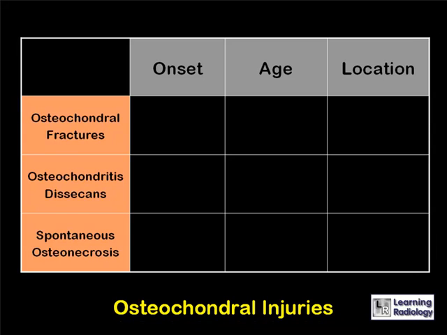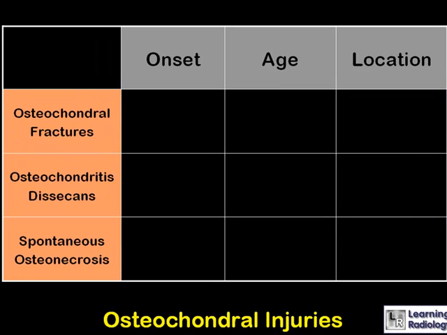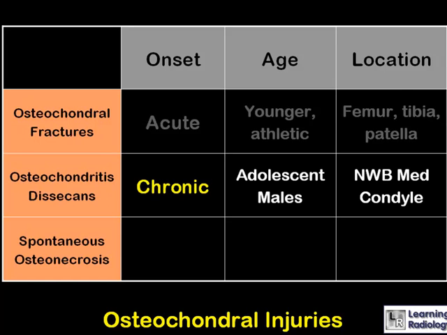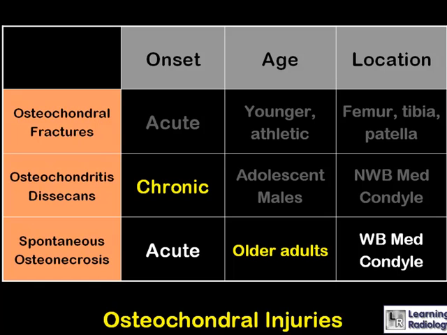So if we look at a grid to compare these three osteochondral injuries, osteochondral fractures tend to be acute in onset. They occur in younger, athletic individuals, and they occur on the femur, tibia, and patella. Osteochondritis dissecans tends to be more chronic. It occurs in adolescents, especially males, and classically it occurs on the non-weight-bearing surface of the medial femoral condyle. Spontaneous osteonecrosis is acute in onset. It tends to occur in older adults, and it occurs on the weight-bearing surface of the medial femoral condyle.